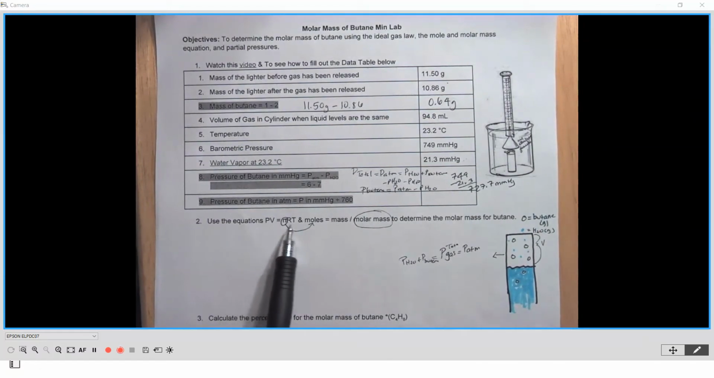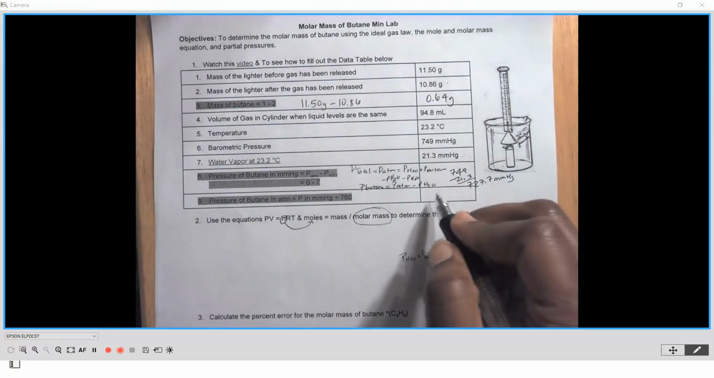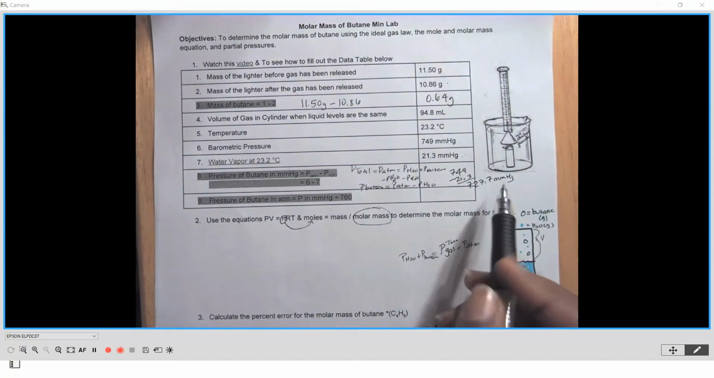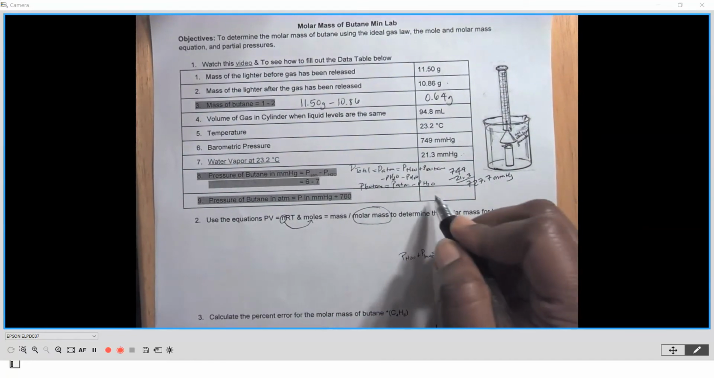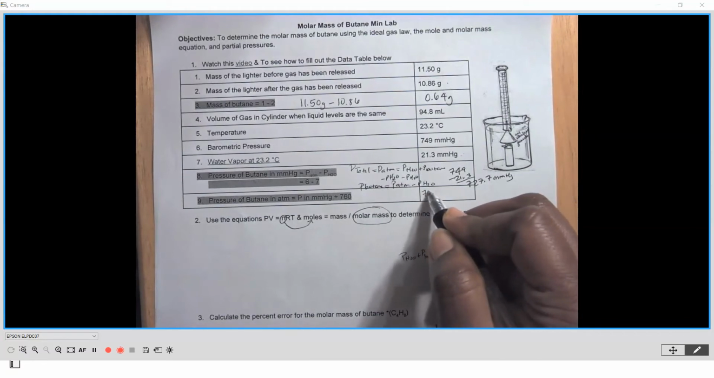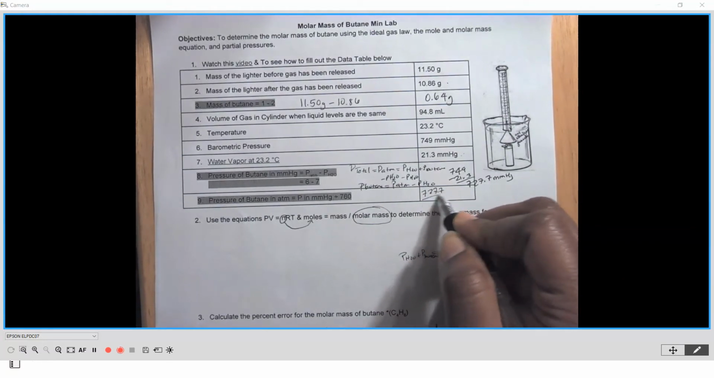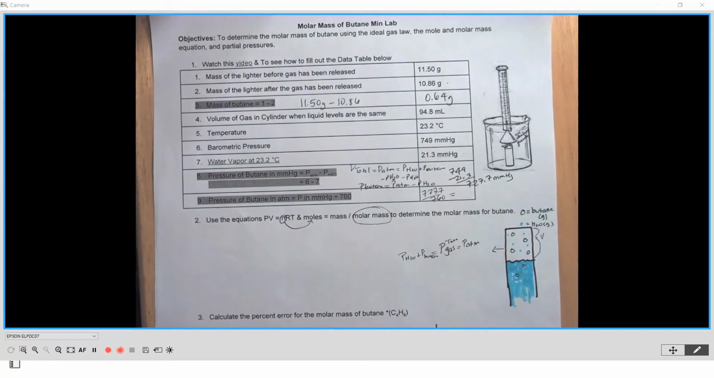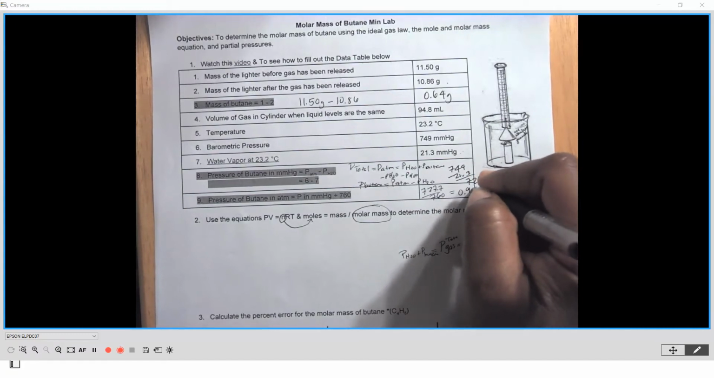Okay, now we're going to use this value in the PV equals nRT equation, but remember this must be in atmospheres. So to convert from millimeters mercury to atmospheres, you divide by 760. So we're going to do 727.7 divided by 760, and that will give us the value in atmospheres, which is 0.9575 atmospheres.